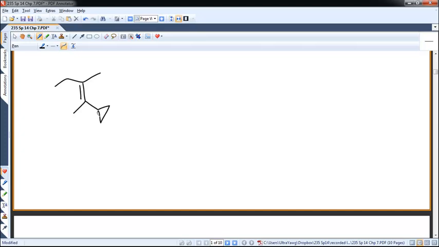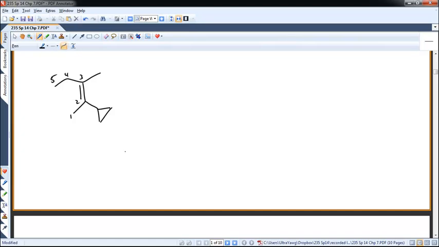Okay. Why did you do that triangle? There we go. Okay. Now our longest chain can be 1, 2, 3, 4, 5. We can't count here because this is part of the ring. The longest chain should be counted 1, 2, 3, 4, 5. We always count so that it puts the highest priority substituent at the lowest number if there's a tie. So 1, 2, 3, 4, 5. So again, we're talking about a pentene, specifically a pent-2-ene.